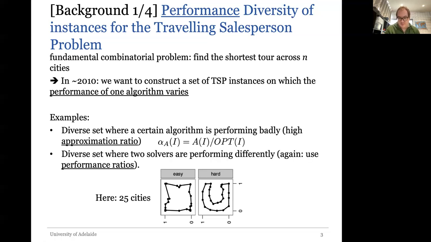Given that this already uses two different algorithms to compute the approximation ratio, we can ever so slightly generalize this to actually creating diverse sets of instances where two solvers are performing as differently as possible. All you have to do is take one performance divided by the other performance, and then you're trying to maximize essentially the performance distance between these two. So this all happens in the performance space.